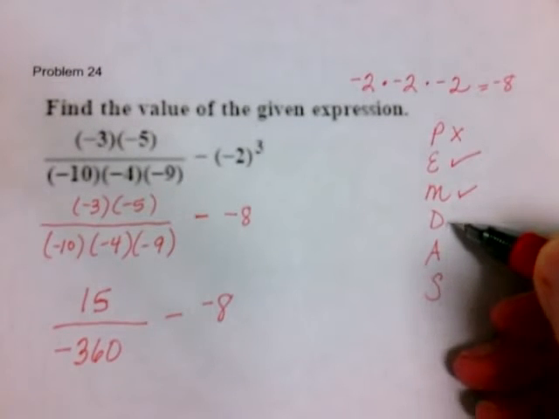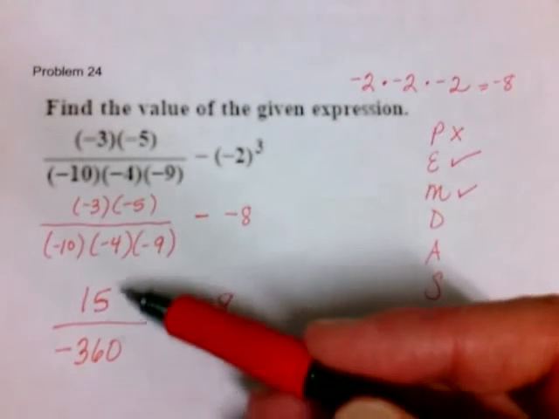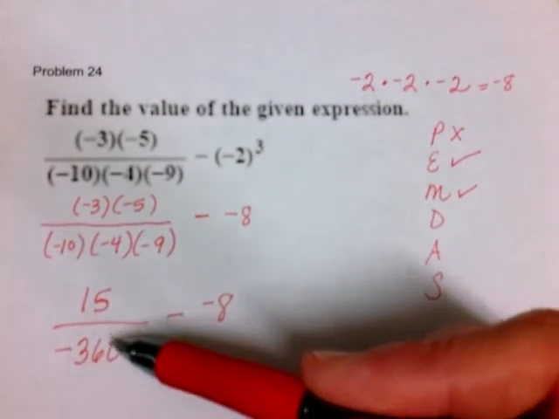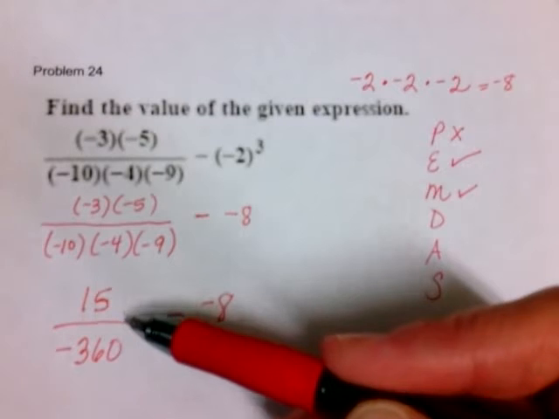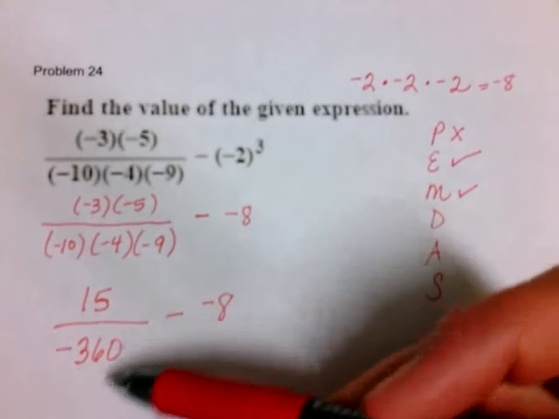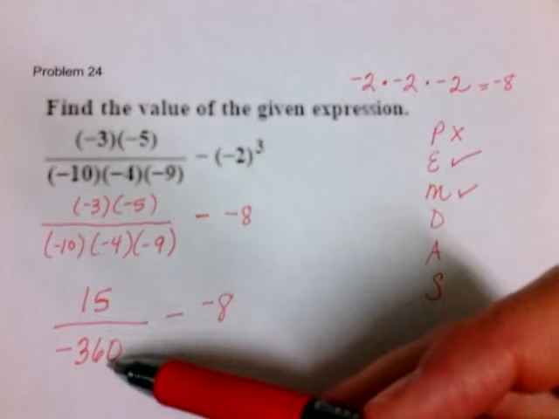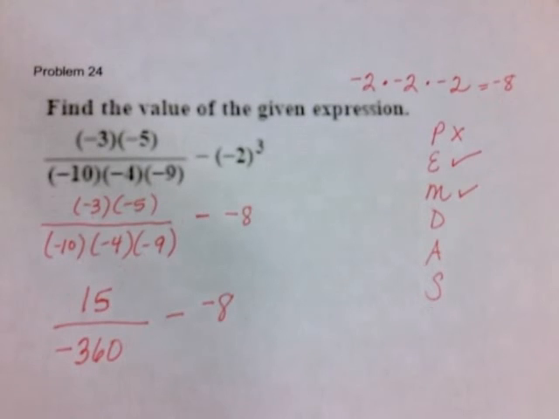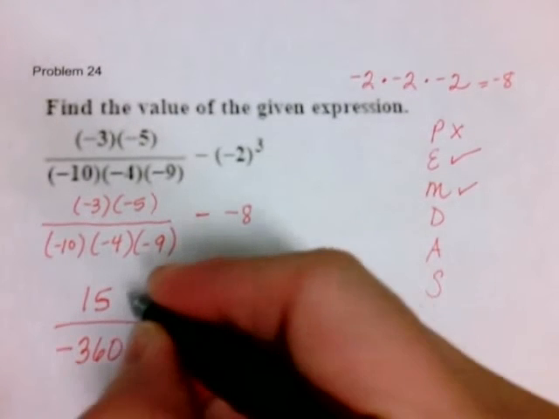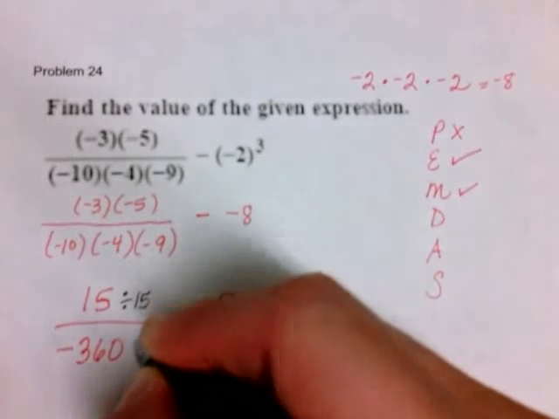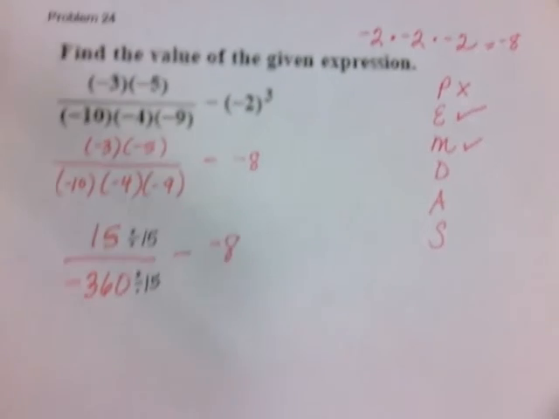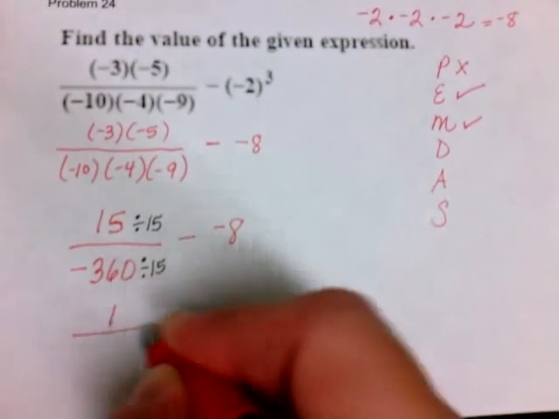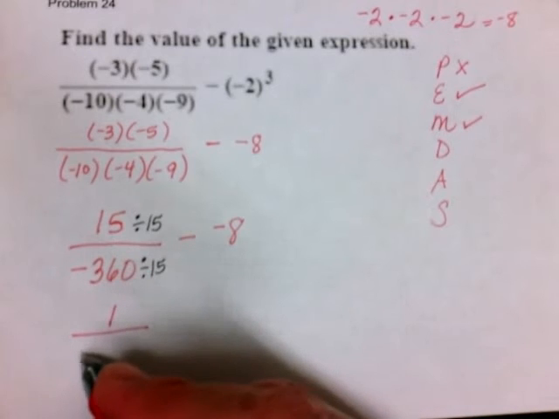My next step is my division step. I do see a division here, but I notice that the big number's on the bottom. So what I might do here is, instead of actually dividing 360 into 15, where I'll get a decimal, I'm going to go ahead and reduce this fraction. I noticed that both of them are divisible by 15. So I'm going to divide the top by 15, and I'm going to divide the bottom by 15. So 15 divided by 15 gives me 1, and negative 360 divided by 15 gives me negative 24.